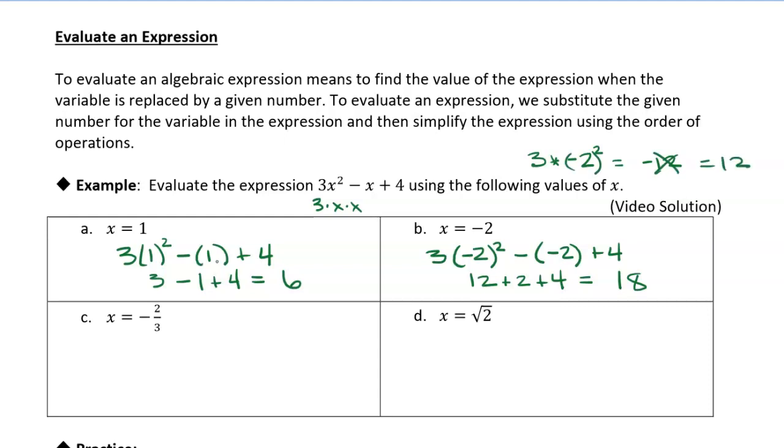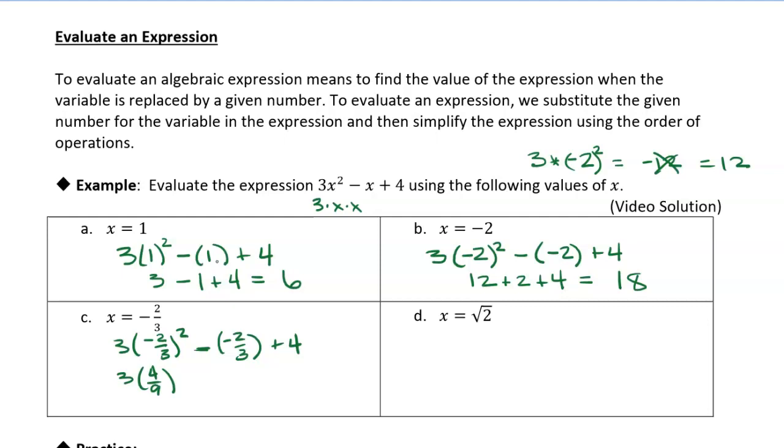In this next one, we've got x equal to negative 2/3. So again, I'm just going to plug that in for x and put parentheses around it. So we have 3 times (negative 2/3) squared, minus a negative 2/3, and then plus 4. Now I'm going to square negative 2/3. That's negative 2/3 times negative 2/3, which is a positive 4/9. So we have 3 times 4/9, and then minus a negative 2/3 becomes a positive 2/3.